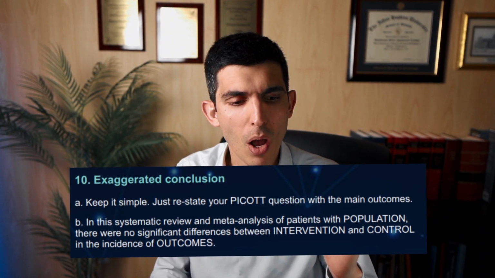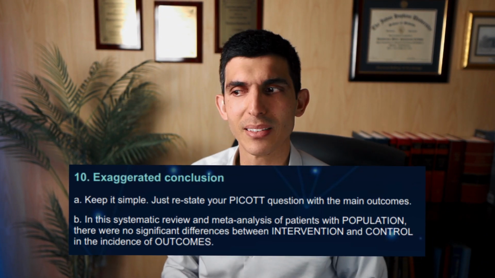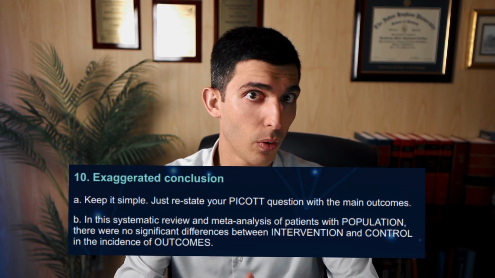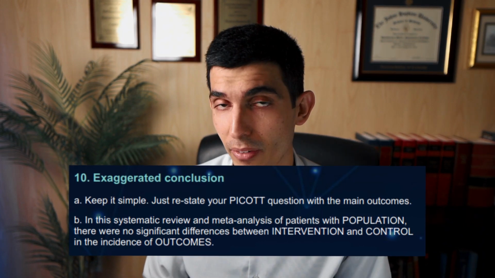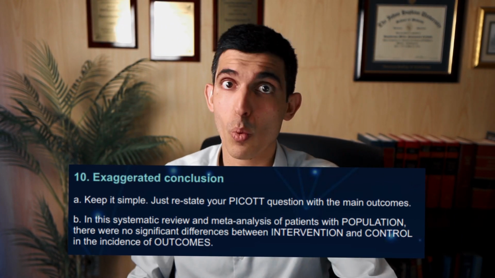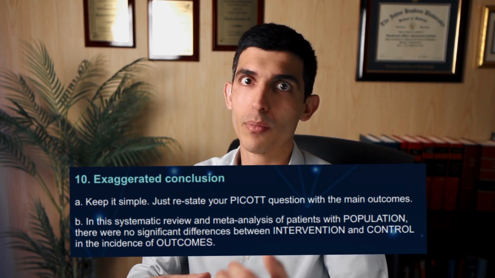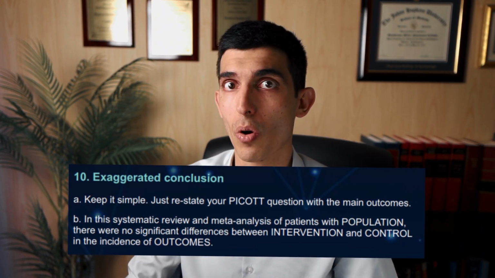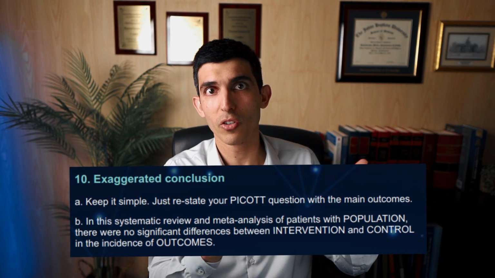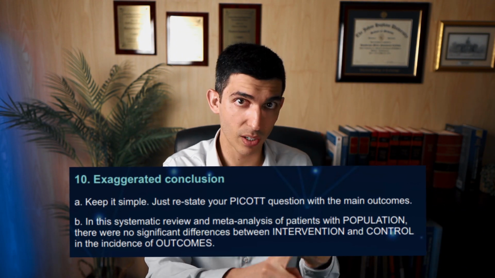Keep it very simple. All you have to do is restate your PICO question. You're going to say, in this systematic review and meta-analysis of patients with whatever condition, disease they have, whatever your population is, you can say what the outcomes were. You can say there were no significant differences between intervention and control for the outcomes of myocardial infarction, stroke, or whatever outcomes it may be. So again, very simple. In this population, there was no difference in the outcomes of this, when comparing the intervention and the control.